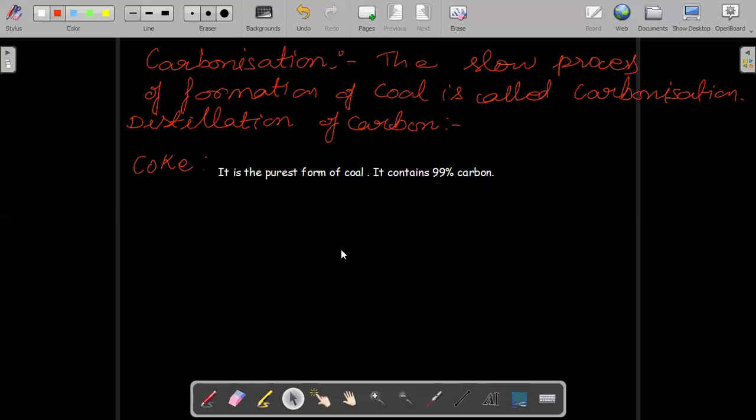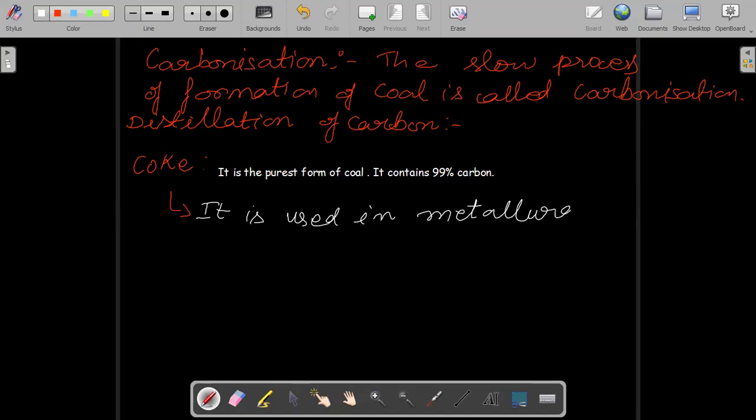Okay, let's continue. The purest form of coal is coke that contains about 99% of the carbon. Coke is generally used in metallurgy, that is, extraction of metals. It is one of the important uses of coke.